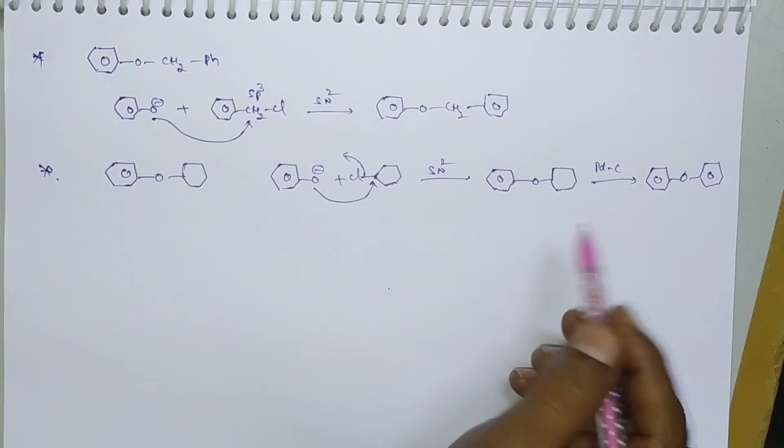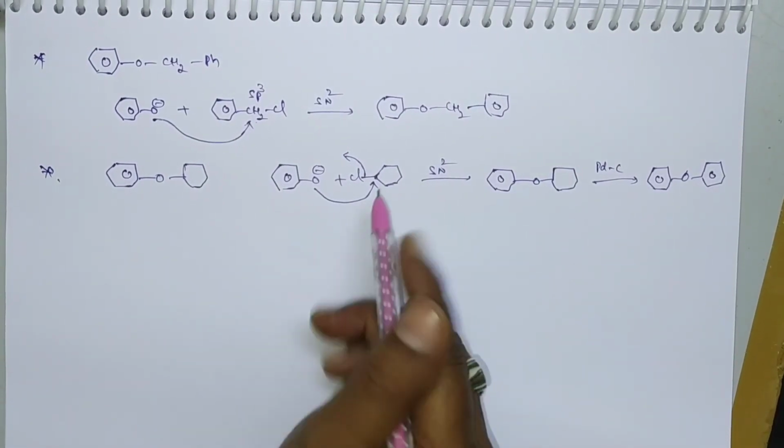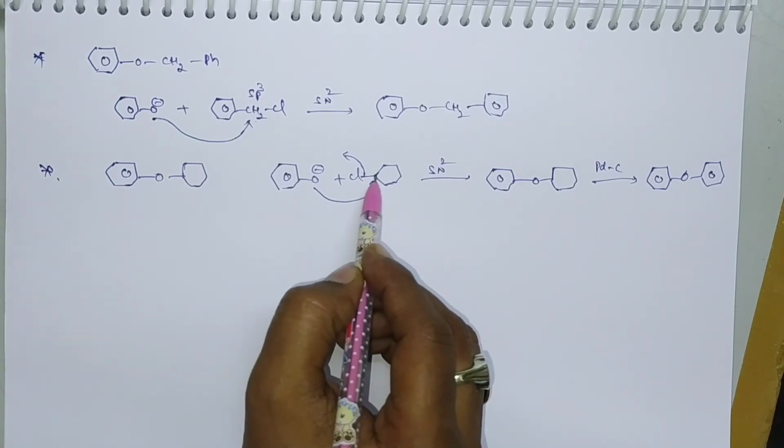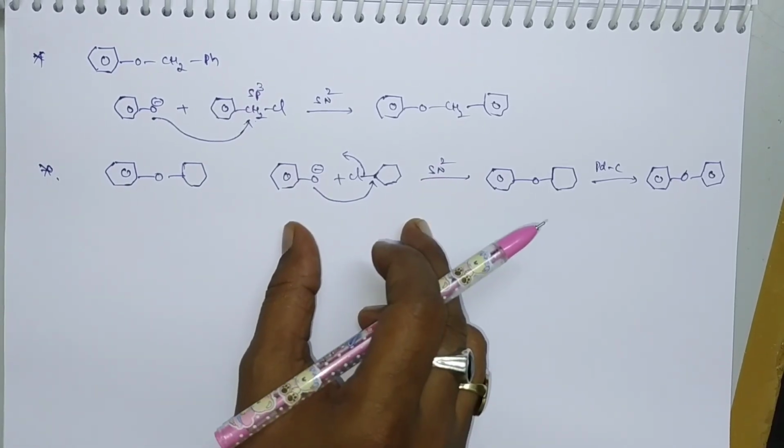Okay, so first this reaction happens. How does this reaction happen? Let us check. This is a secondary alkyl halide. Generally at a secondary alkyl halide, the SN2 reaction does not happen, but this one happens. How does this happen? Let us check.